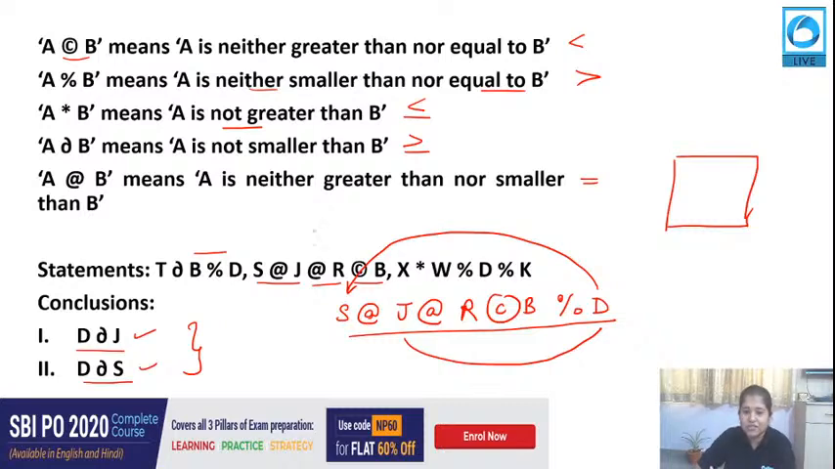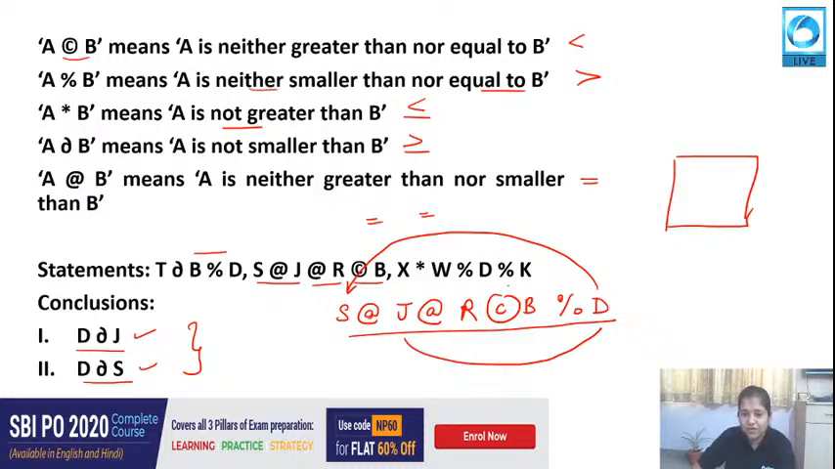Okay, so let's have a look at this one. What is the meaning of at the rate here? At the rate means equal to. So the first one is equal to, this is also equal to. We know that less than or greater than gets preference over equal to, greater than equal to, or less than equal to. Your symbol should be the same, we all know this.